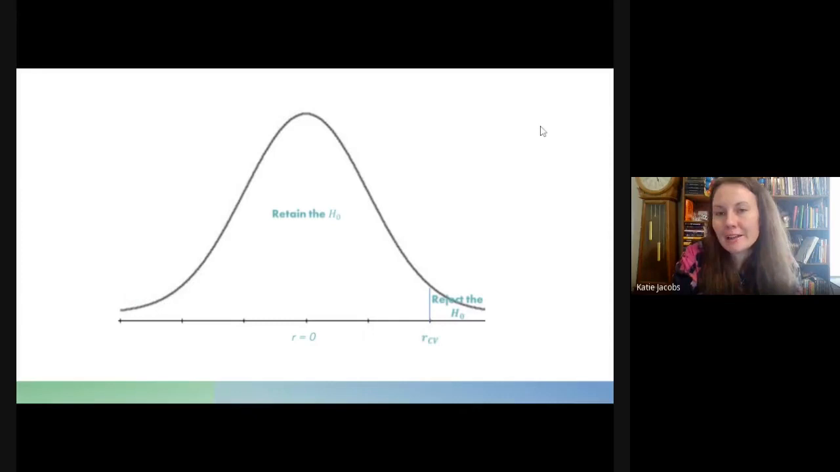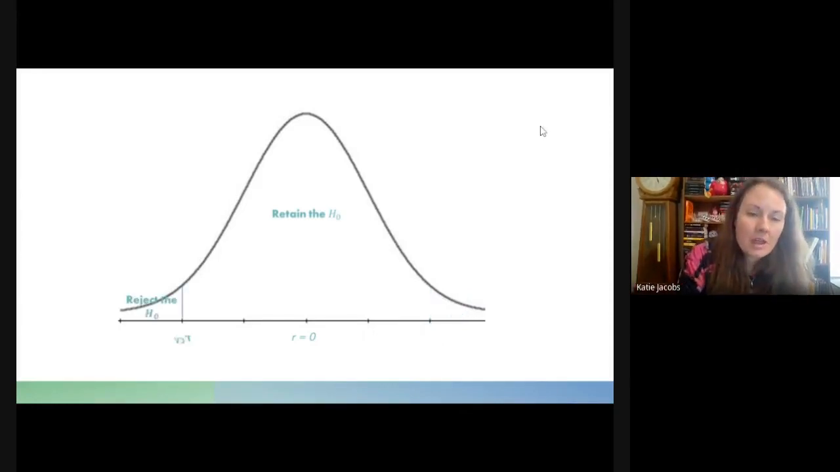Okay, so if we hypothesized a positive test statistic in our research hypothesis previously, then our critical value is going to be positive and it's going to be on the right side of our distribution. If we hypothesize a negative correlation or an indirect correlation, then that value would go on the left side of our normal curve.